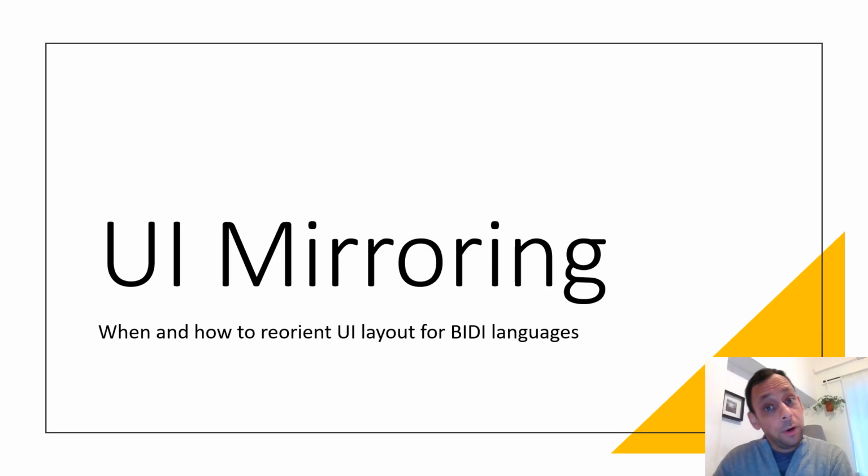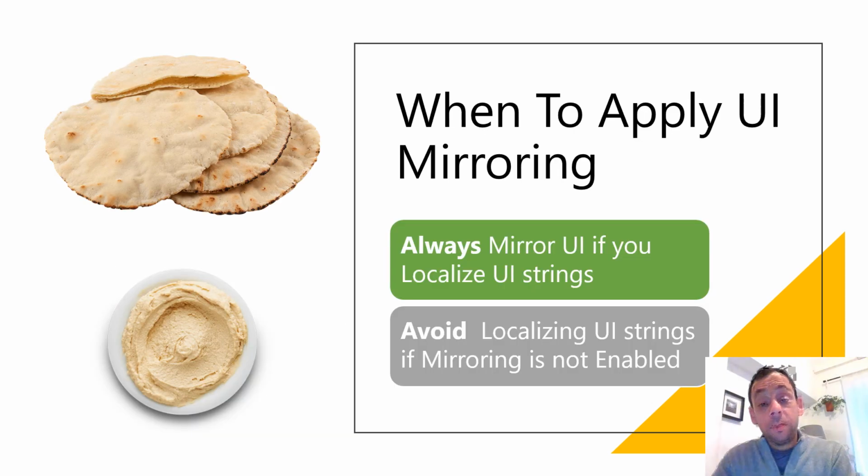So let's start off with UI mirroring, and in this section we're going to be discussing when and how to mirror the UI. One of the most common questions I get is, when should I apply UI mirroring? Should I localize my text and then apply UI mirroring, or should I apply UI mirroring and localize my text later? So it's kind of a chicken and egg thing.